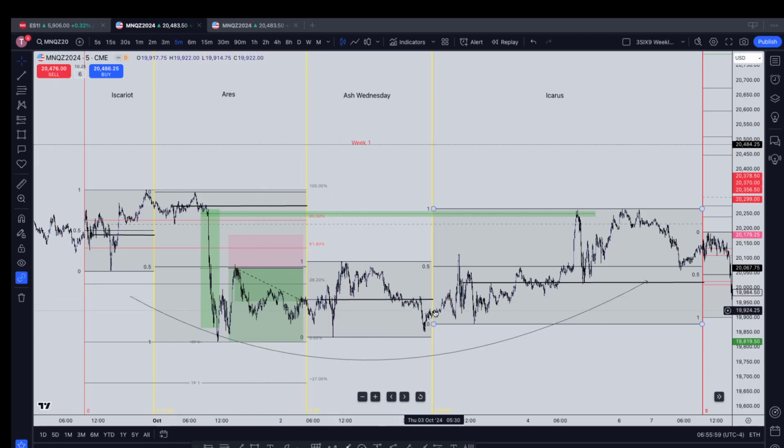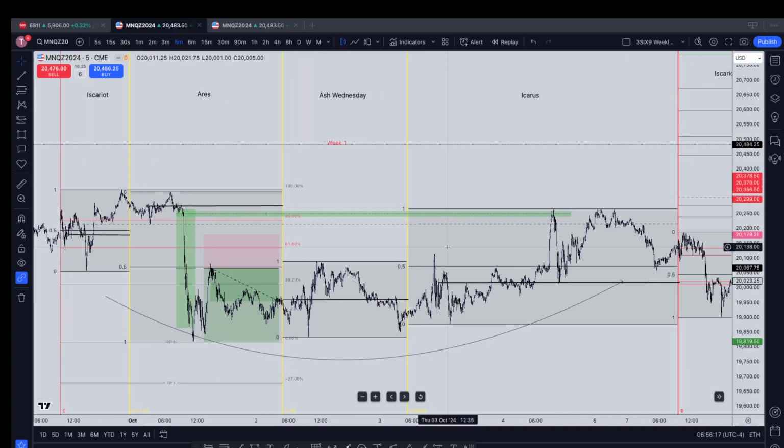And we can't really expect any other big moves. If the price has not broken down below Aries on Ash Wednesday, we are not expecting any continuation. Therefore, this is a reversal. Okay, this is a reversal, and that's what we saw in week one. All right, now let's move on to week two.